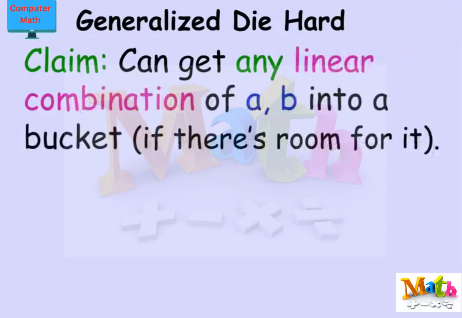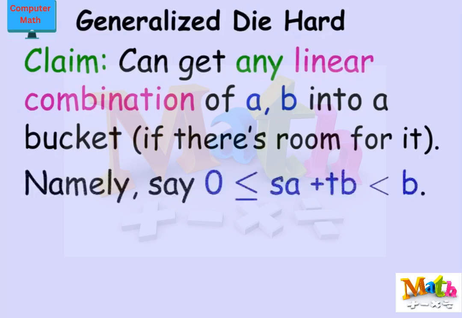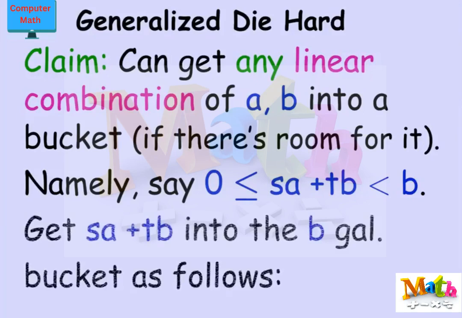That's the same as saying that you can get any linear combination amount of A and B into a bucket if there's room for it in the bucket. So let's see how to do that. Suppose that I have a linear combination of A and B, SA plus TB, that will fit in bucket B, meaning it's greater than or equal to 0 and it's less than B. So it's a number of gallons that could fit into bucket B. How do I get that amount into bucket B? And here's how.